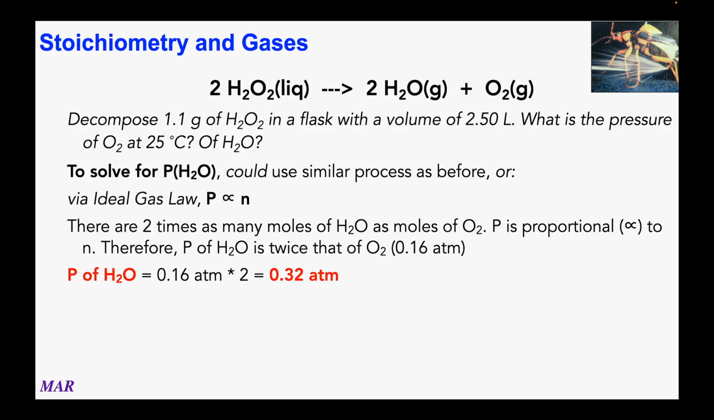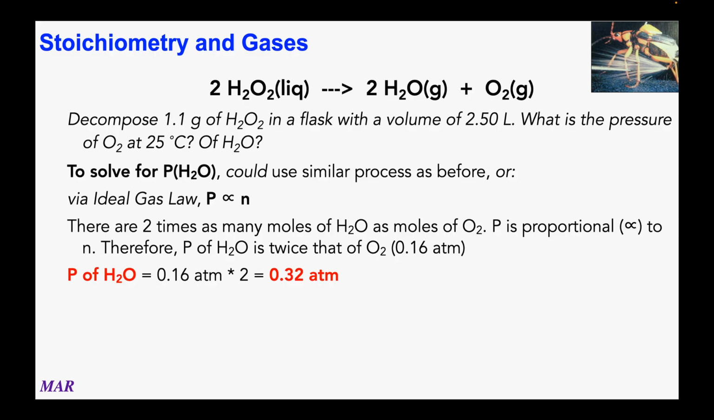However, pressure is proportional to the moles. This is one of the gas laws we saw earlier. And in this case then, because we have a 2 mole H2O to 1 mole O2 ratio, it's 2-to-1. So if the pressure of the O2 was 0.16 atmospheres and we have twice as many waters, we can also just multiply our previous answer by 2. So 0.32 atmospheres will be the pressure of the water. And I encourage you to go back and check that out if you don't believe me.